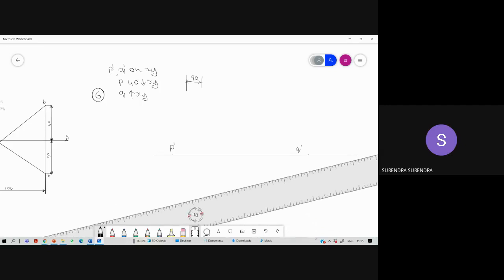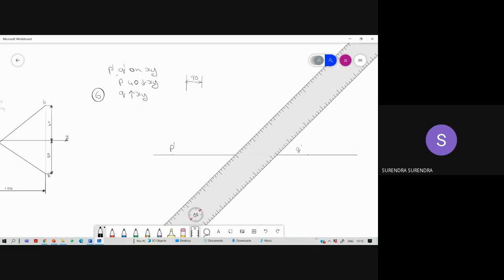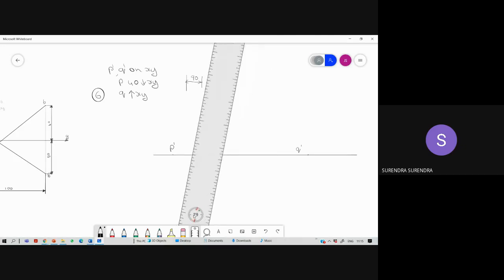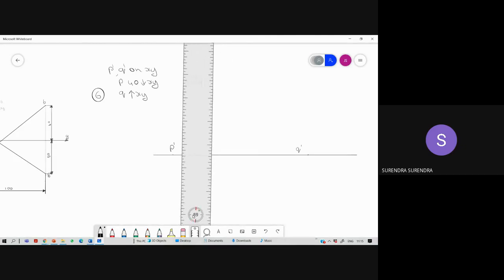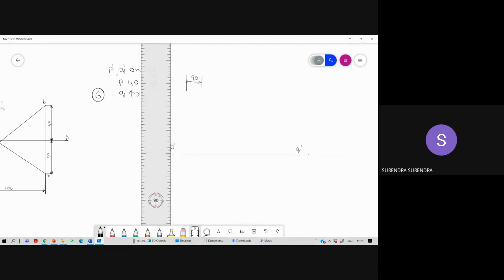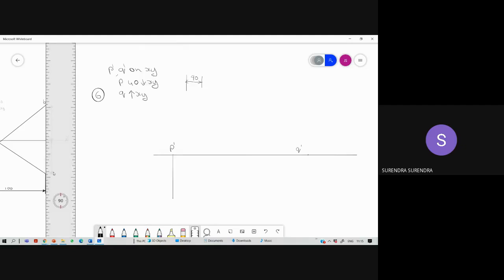Next, P is 40 mm below the XY line. Where will P be? P dash lies on the same projector. A projector means a line perpendicular to the XY line. So from here, draw a projector line downward for 40 mm, and on this line, 40 mm below the XY line, there exists a point P.